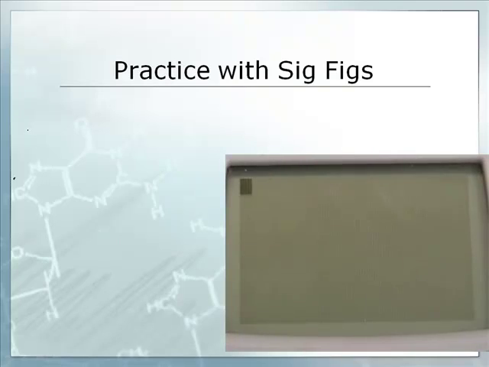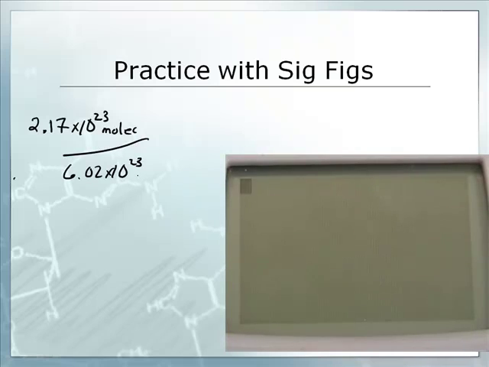How do you count sig figs in scientific notation, Mr. Bergmann? Well, I'll show you. Okay, let's do that. That's important. Let's say that I have 2.17 times 10 to the 23rd molecules, and then I divide that by 6.02 times 10 to the 23rd molecules per mole.